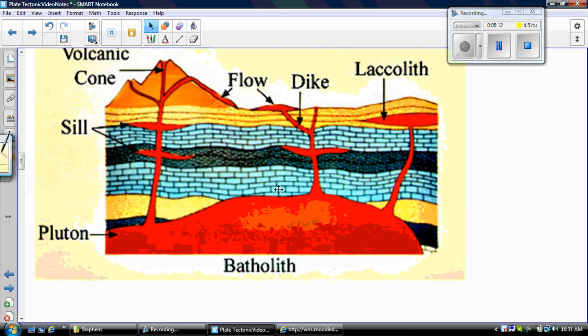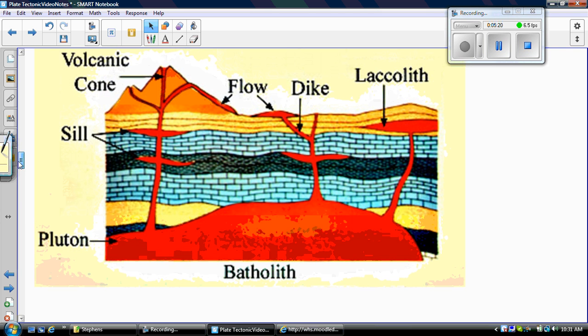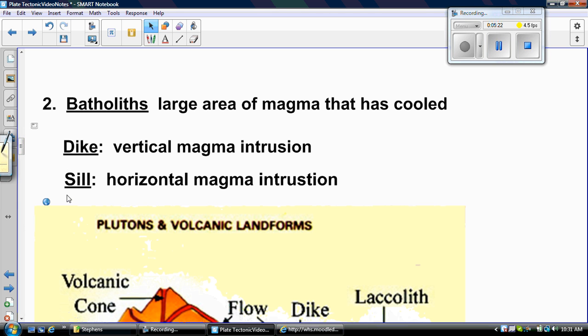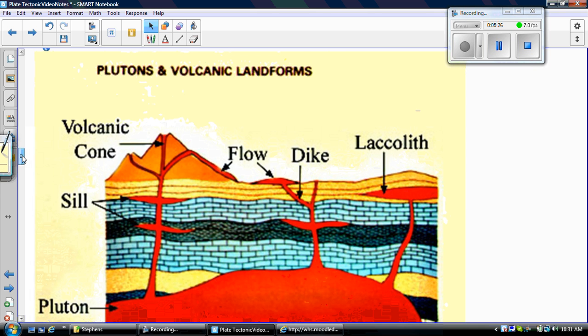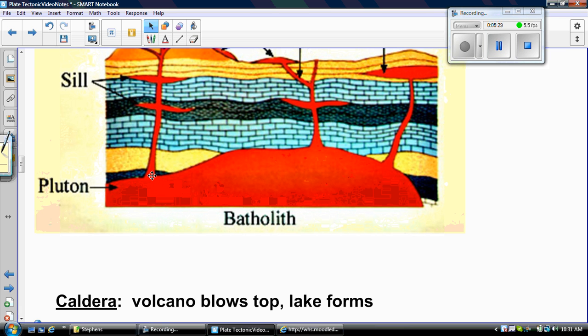So if this is underneath the Earth's surface, a large area of magma called a pluton, when it cools and hardens, can form what we call batholiths. A dike and a sill are both vertical and horizontal magma intrusions. When magma intrudes into rock layers due to cracks in rocks and it goes vertically, that's a dike. When the magma goes horizontal or parallel to the rock layer, that's a sill.